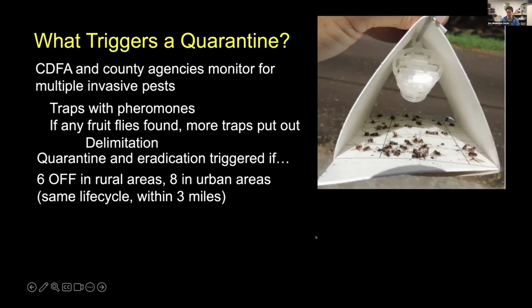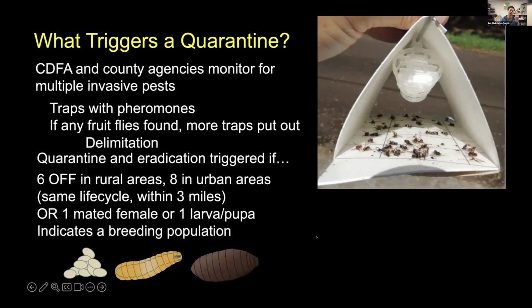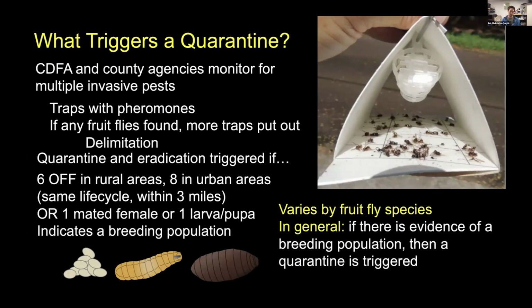Another thing that will trigger a quarantine is if they find one mated female or one larva or pupa. Basically, that indicates that there's a breeding population of these flies. So this varies by the different fruit fly species. It's a little bit different for Mexfly. It's a little bit different for medfly. But generally speaking, if you find more than 5 of these fruit flies, or if you find anything that indicates a breeding population, that's when a quarantine and eradication is triggered.